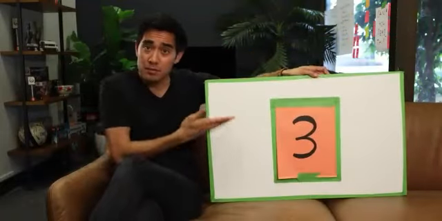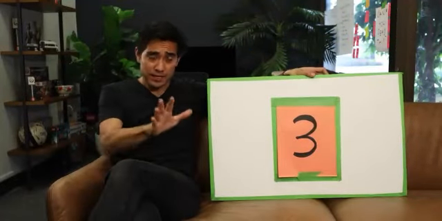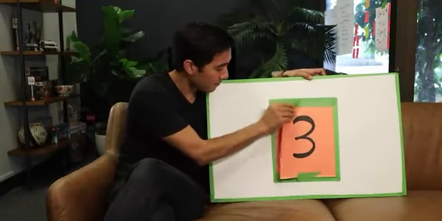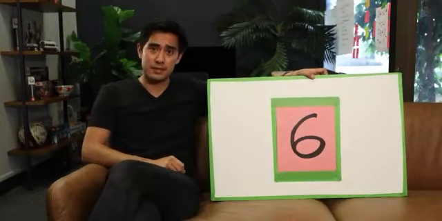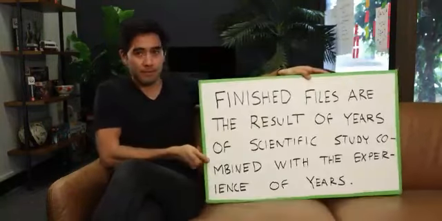5, 4, 3, 2, 1. How many letter F's did you find in that sentence? You may have said 3. And if you did, that's okay. That's what I said the first time. It's actually 6. Want to check that again?